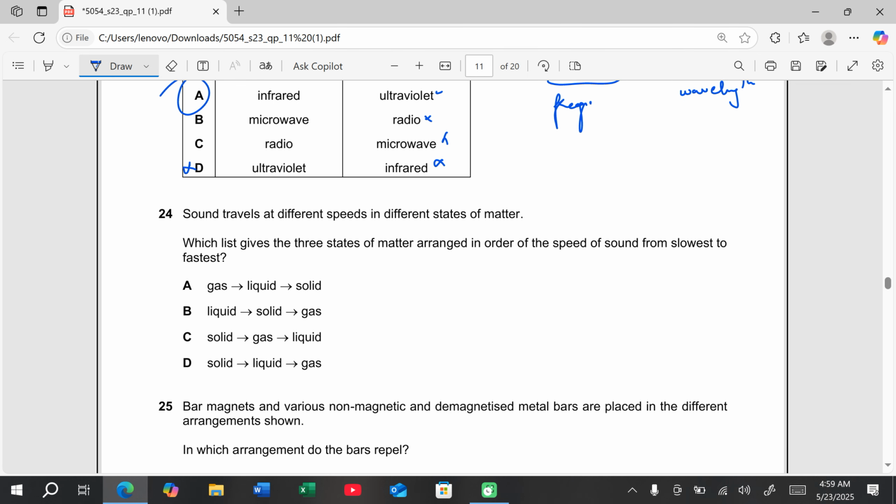Sound travels at a different speed in different states of matter. Which list gives us three states of matter arranged in order of speed of sound from the smallest to the fastest? So it always travels slow in gases, medium in liquids, and fastest in solids.